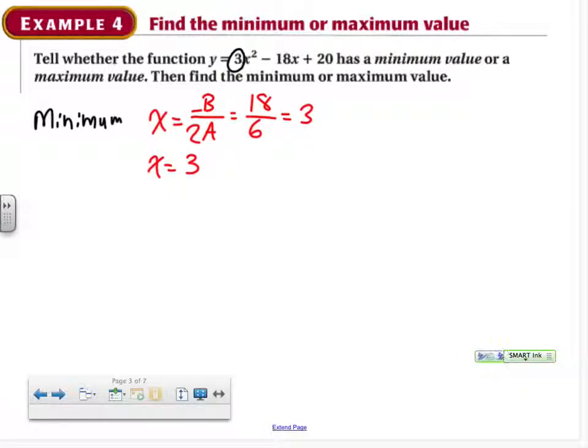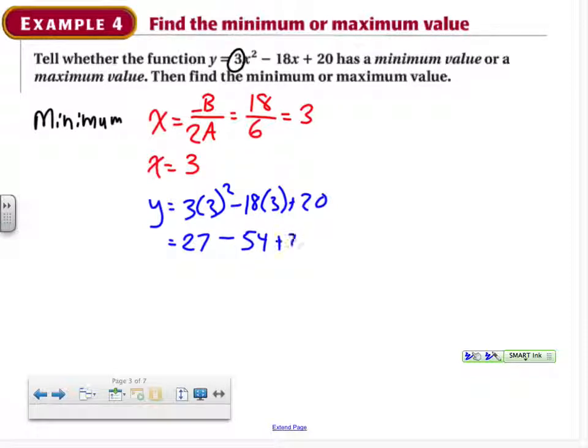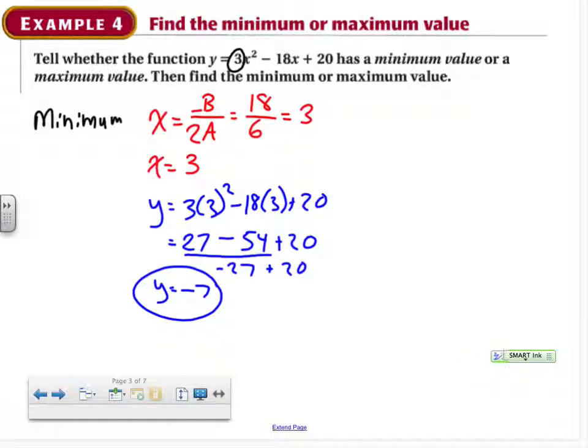To find the y-coordinate of the vertex, we're going to plug that in. We're going to do 3 times 3 squared minus 18 times 3 plus 20. 3 times 3 squared, that's 27. Minus 18 times 3, that's 54, plus 20. Right? This is negative 27 plus 20. So y equals negative 7. So our vertex is at (3, negative 7).